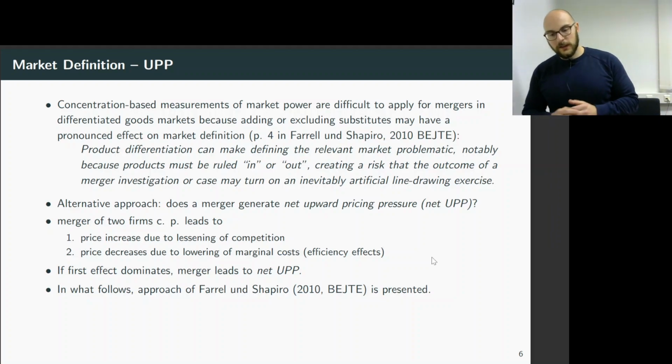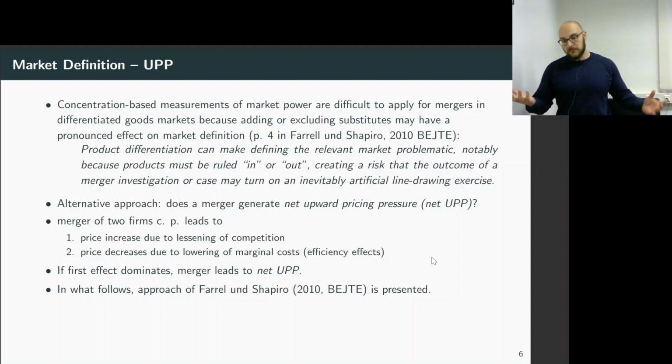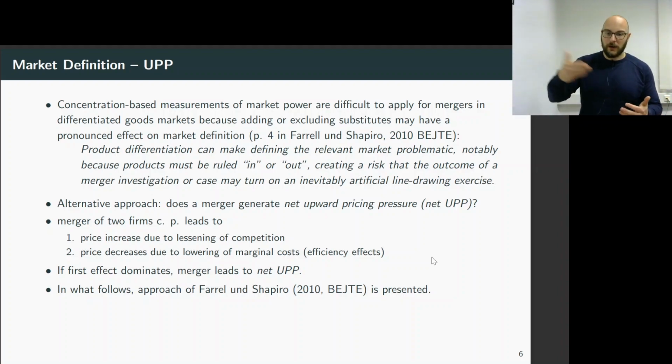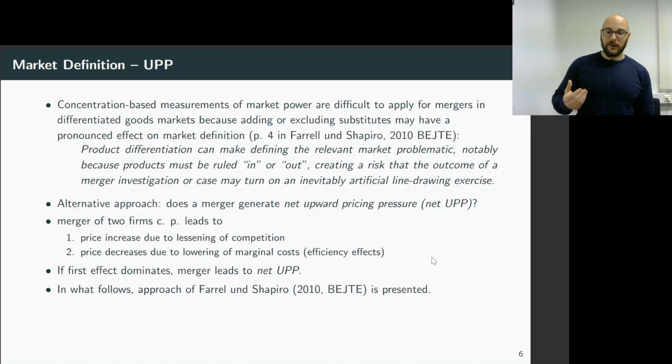And the question that we ask ourselves here with the UPP test is whether a merger generates net upward pricing pressure or not, right? And the idea behind it is that if you have a merger of two firms, this leads to two effects. First, it lessens competition. Well, it's basically clear, you take one firm out of the market, so it necessarily leads to a lessening of competition. But you can also have a lowering in the prices if you have efficiency effects.